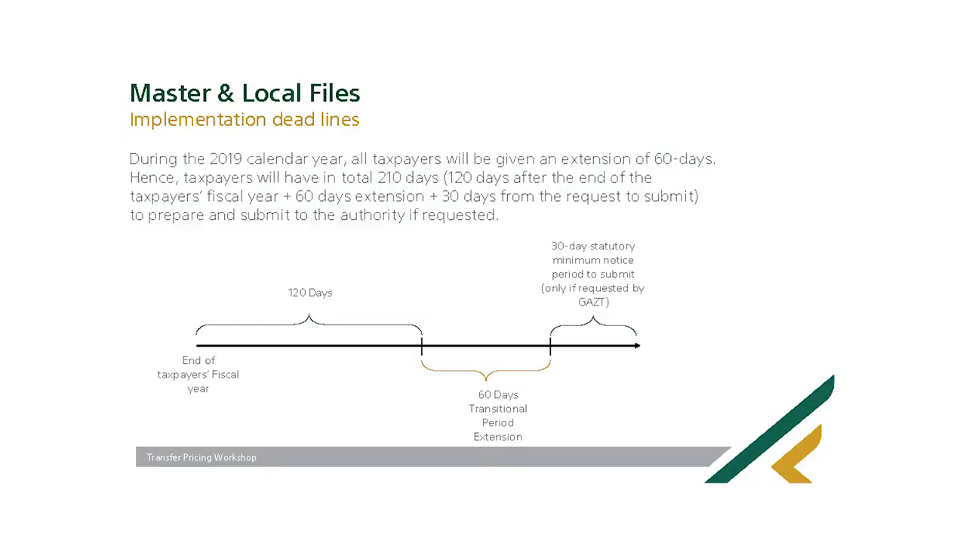So, the implementation of this. Normally you have 120 days after the end of the fiscal year of your company. After 120 days, you should submit the tax declaration, and at the same time, you should maintain the master and local file. But for the first year, there are some exemptions. There is an extension of 60 days. So for a 31st December fiscal year taxpayer, who should submit this in April, in this case they will get 60 extra days.